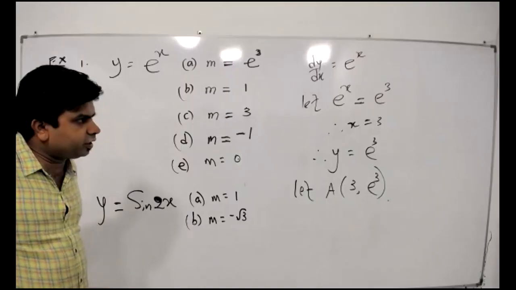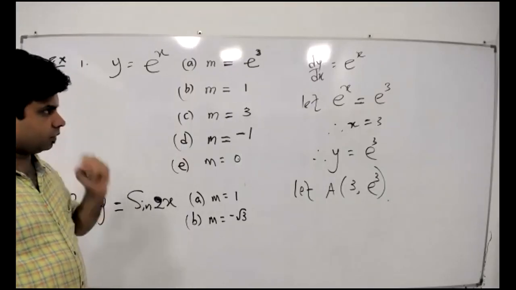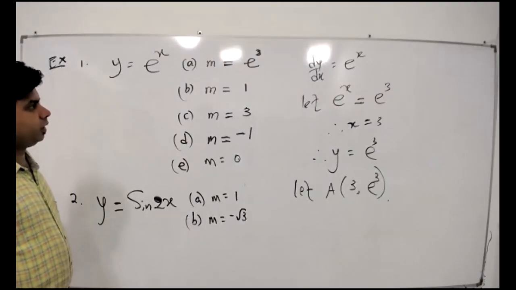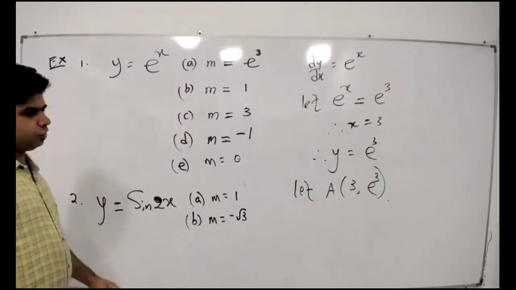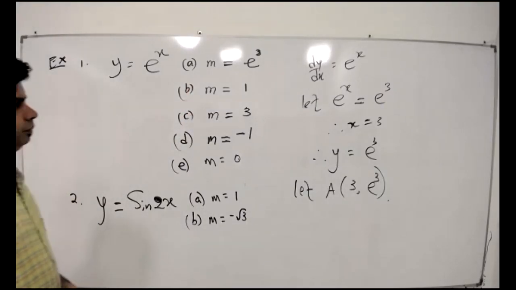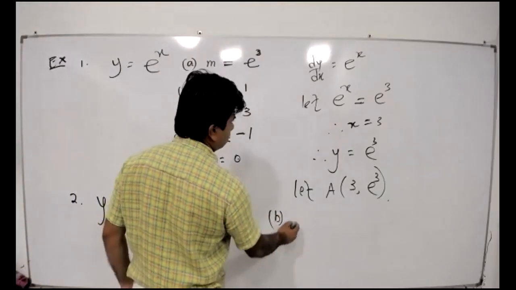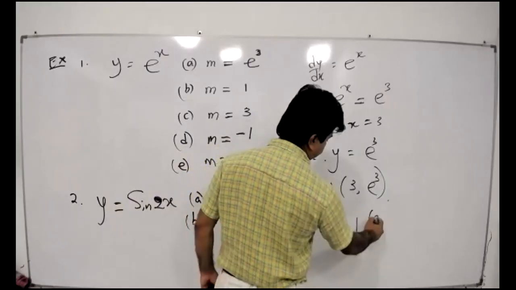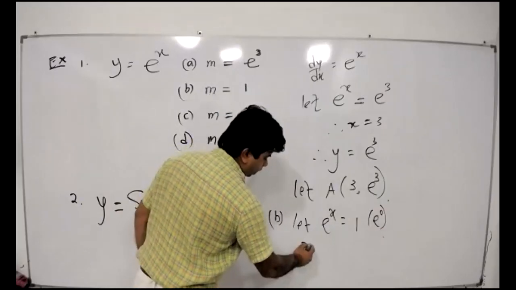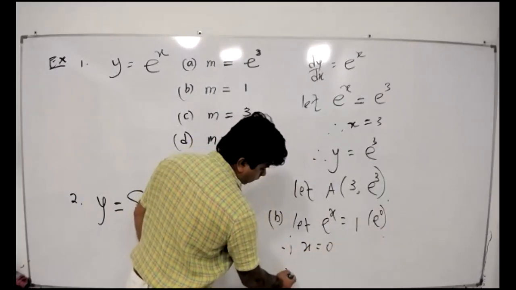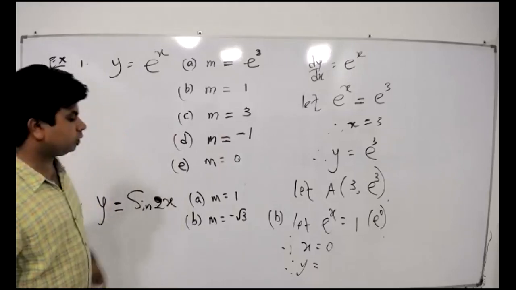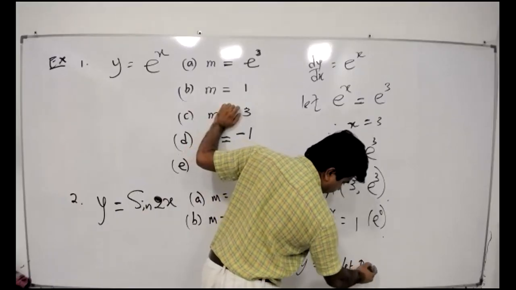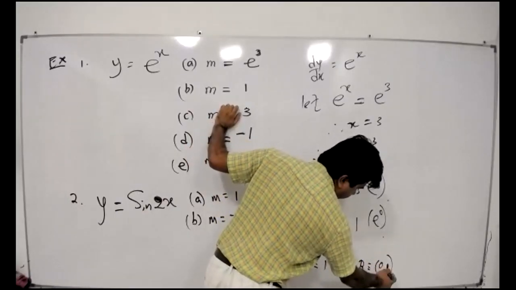Then similarly for the gradient 1, how do we take the x value? So you can equate e to the power x to the value 1. 1 means actually e to the power 0, right? Therefore, x equals 0. And then y equals the corresponding y value, which you know is 1. Then you just name the point B, that will be 0, 1.